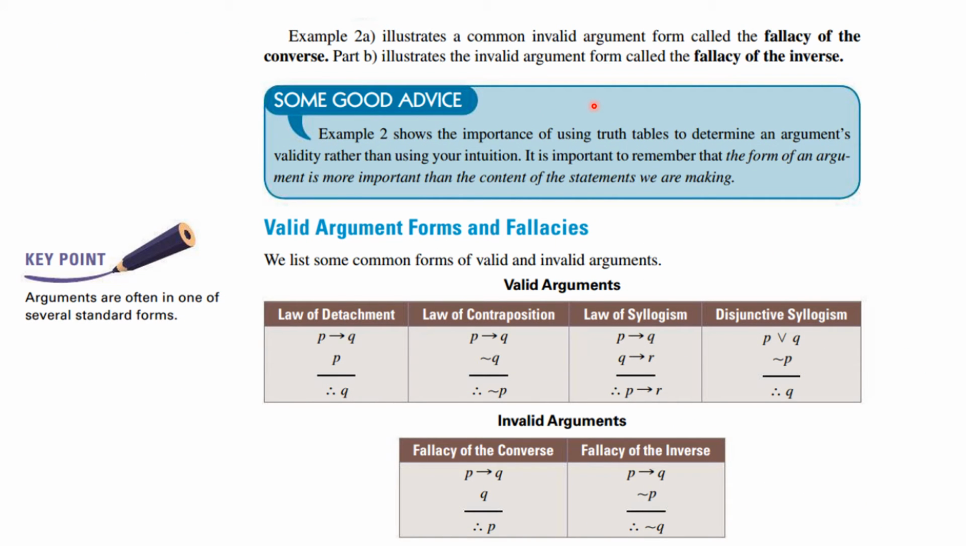The one that we found in 2A is called the fallacy of the converse. And we talked about that looking like the converse, so that's why that is called the fallacy of the converse. It is not a valid argument. And part B illustrates the invalid argument that's going to be called the fallacy of the inverse.